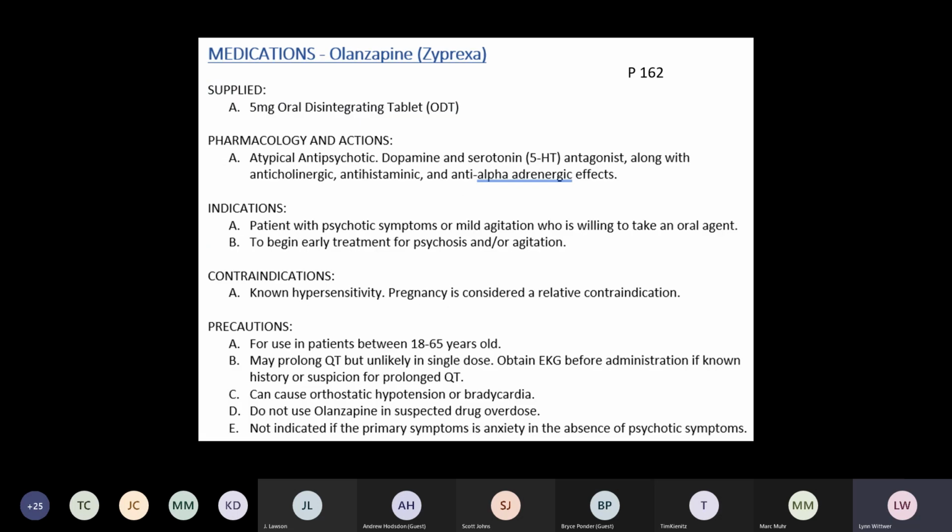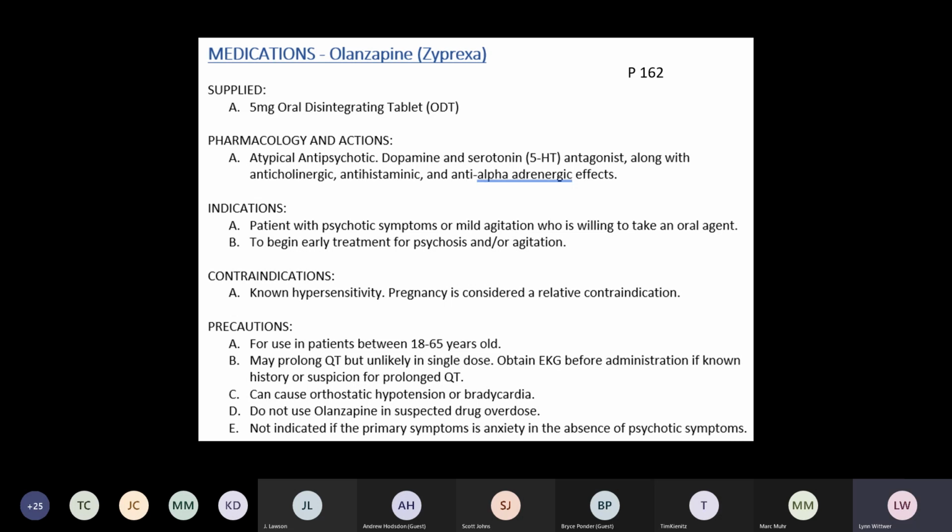Okay, jumping into other medications, we're going to talk about a new medication, which is an oral disintegrating tablet, ODT, of olanzapine, which is also known as Zyprexa. Olanzapine is an atypical antipsychotic. It's a dopamine and serotonin antagonist. It has anticholinergic, antihistaminic, and anti-alpha adrenergic effects.